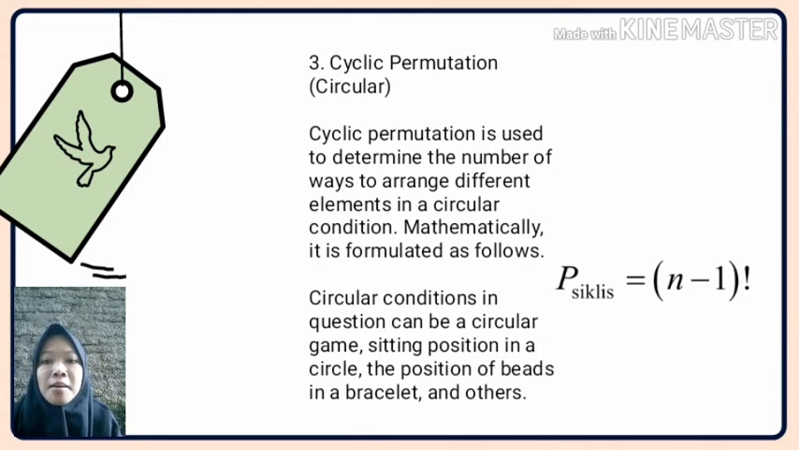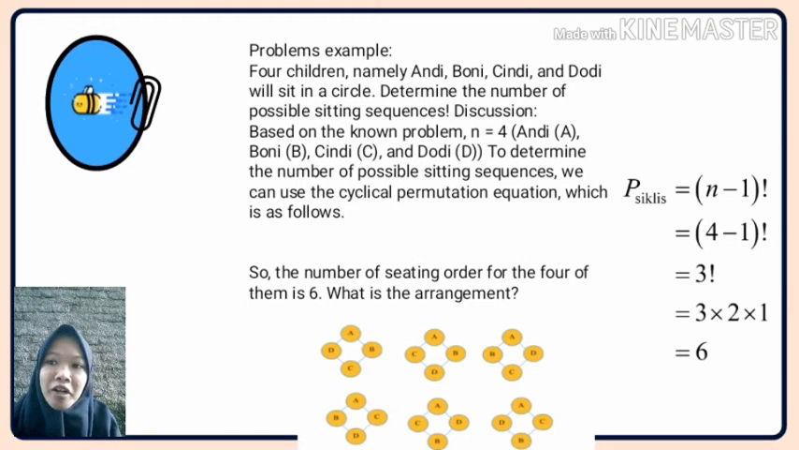and others. Problem example. 4 children, namely Andy, Bonnie, Cindy, and Dodie, will sit in a circle. Determine the number of possible sitting sequences. Discussion. Based on the problem, the unknown n equals 4: Andy, Bonnie, Cindy, and Dodie.